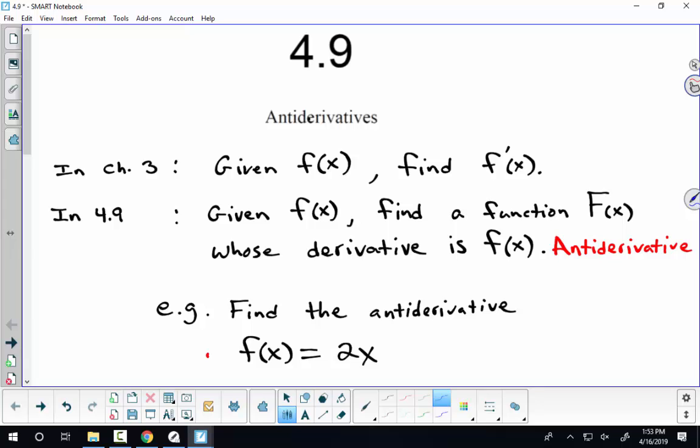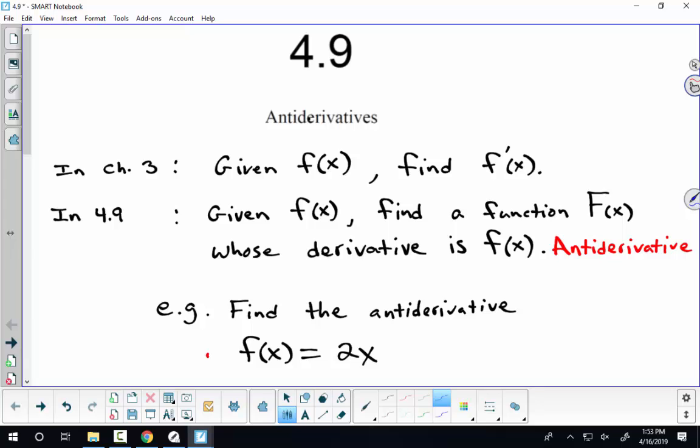So 4.9 may not seem like it's related to anything that we're doing in chapter 4. A lot of times people will choose to put this with chapter 5, but really chapter 4 was what derivatives tell us. So we'll see in a moment how we can relate what we're talking about in 4.9 with the notion of an antiderivative back to the derivative, or back to things we already know about.